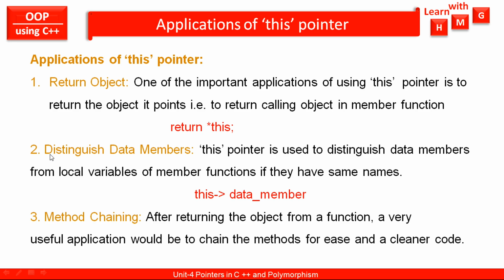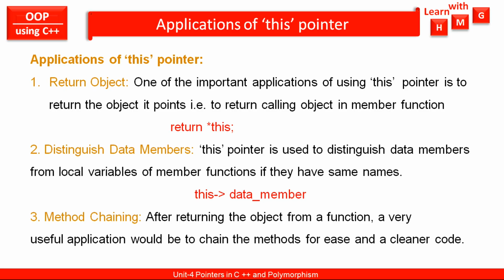Second application is to distinguish data members. This pointer is used to distinguish data members from local variables of member functions if they have the same names. So in a member function, suppose in our first program we have used x and y as the data members, and if in the member function there is another local variable having the same name, suppose x, there will be a conflict between the local variable x and the data member x. In order to distinguish these two x within the member function, this pointer is useful.